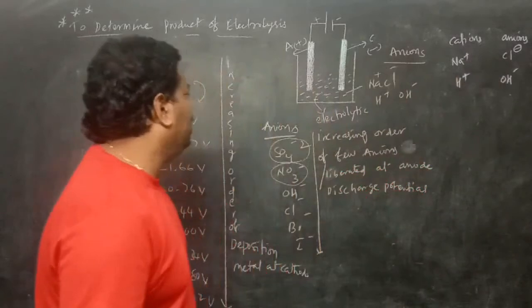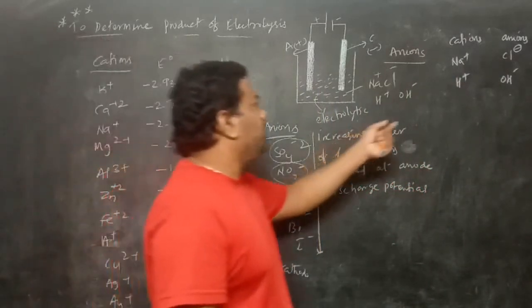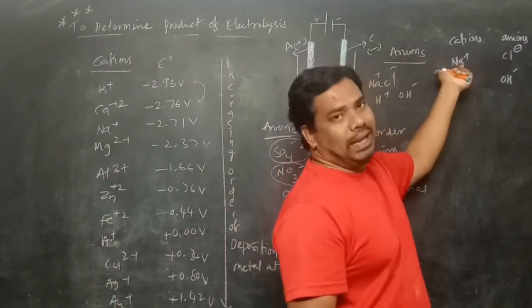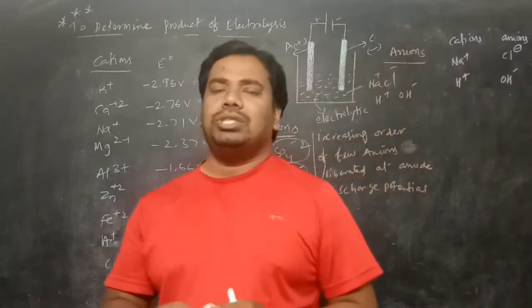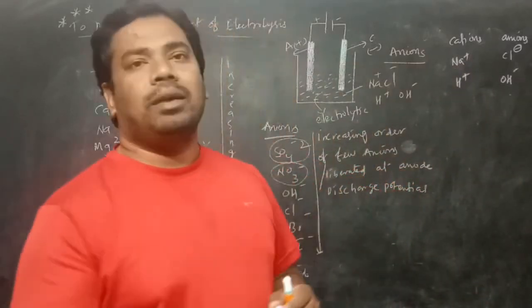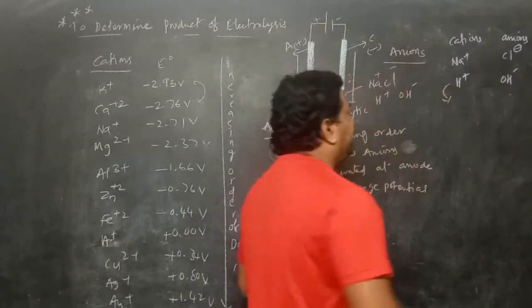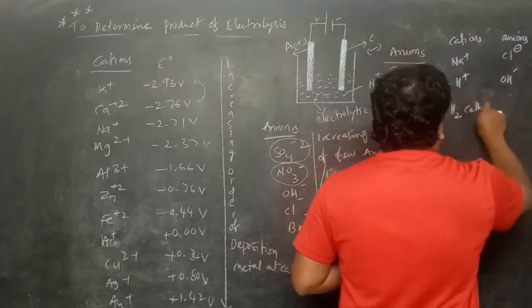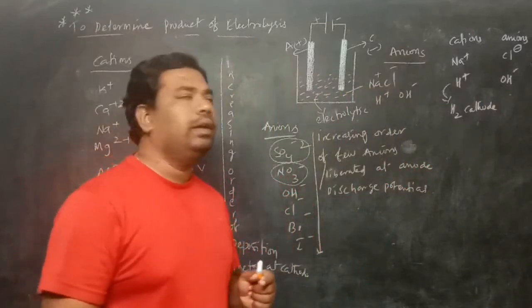We know very well, based on the standard reduction potential values, that H+ is more easily discharged than Na+. Therefore the H+ discharge potential is more than Na+, so H+ is liberated at the cathode as H2. Hydrogen gas is liberated at the cathode.